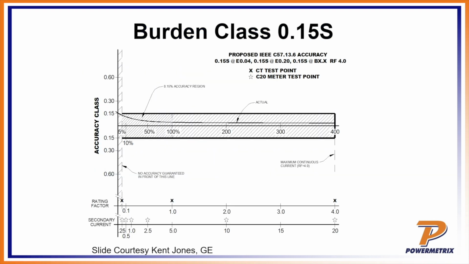So here's another chart to look at, a burden class of 0.15S, and these are sort of a precursor to the extended range CTs. Notice that I'm at 100% all the way up to 400%, and I'm within my accuracy allowable range. Right here is my actual curve. And notice that even as I drop below 100%, for an extended range on these 0.15S CTs, I'm able to maintain my 0.15 accuracy all the way down here to 10%. We want to thank Kent Jones at GE for this particular example.